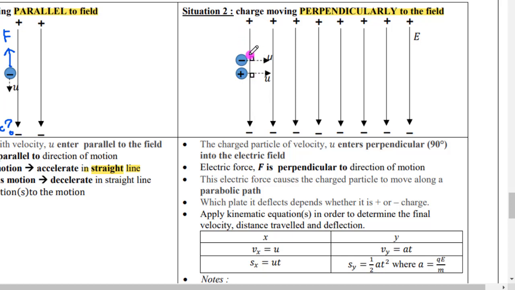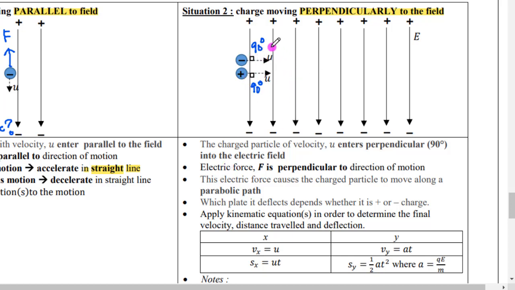This is our electric field. The electric field is acting straight downward, but our charge is moving from left to right horizontally. So the direction is 90 degrees. Okay, the direction is 90 degrees. Our charge is moving perpendicular to the field.